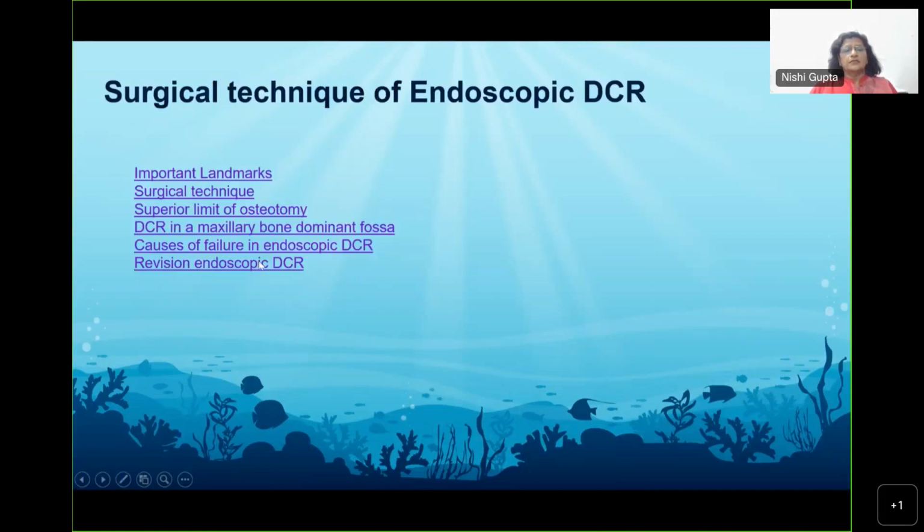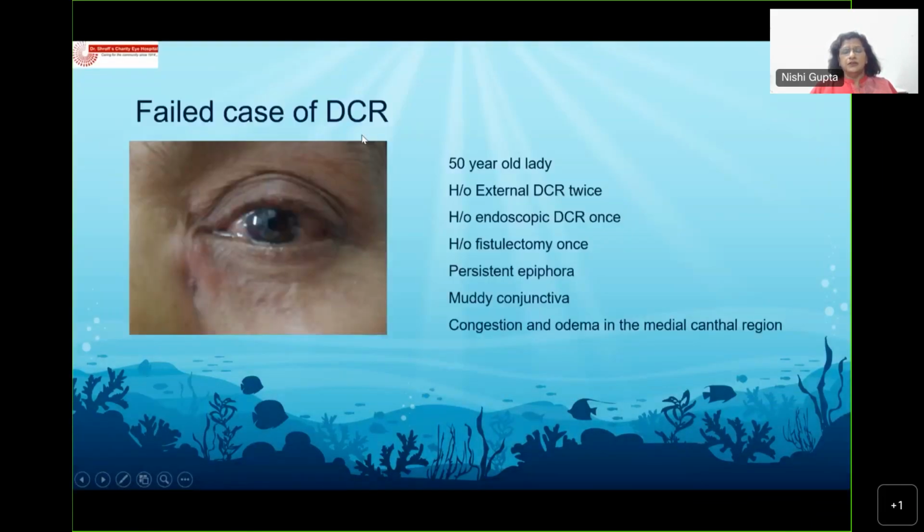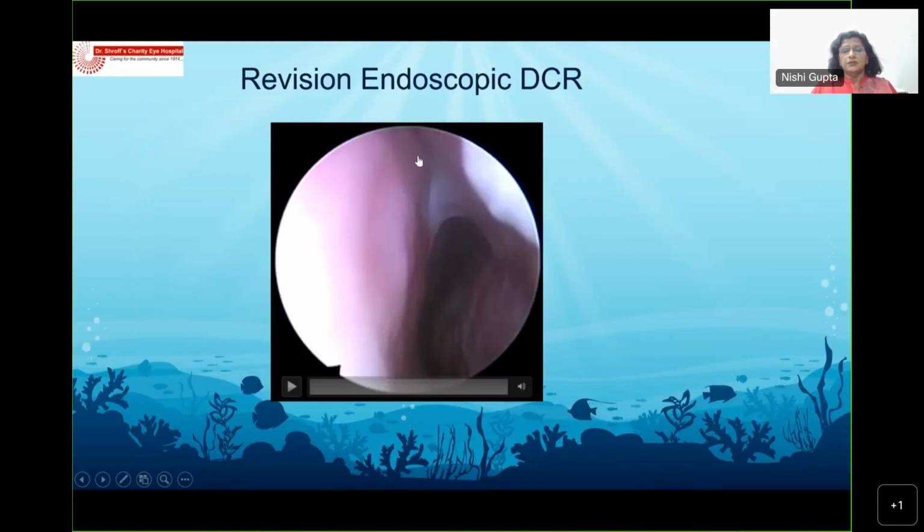So let's have a look at this failed case of DCR. She's a 50-year-old lady who presented with a history of external DCR done twice, endoscopic DCR done once, and fistulectomy done once, and she had persistent epiphora. The conjunctiva was muddy, and there was congestion and edema in the medial canthal region, and she was in a lot of pain.